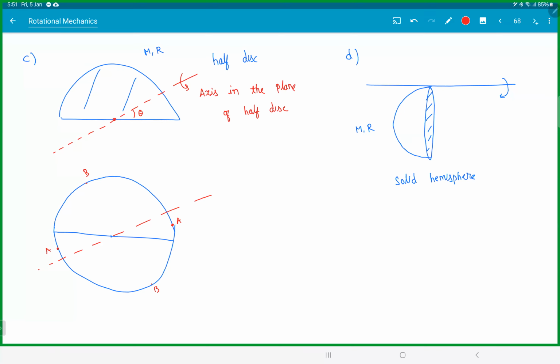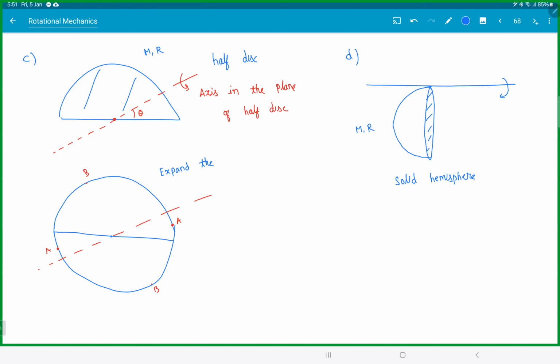This point ka perpendicular distance is this. When I kept this point here, this is the perpendicular distance. It's still the same, right? This is the perpendicular distance, this is the perpendicular distance. So by making this half disk into a full disk, the mass distribution still remains the same. So we can say, expand the half disk into a full disk.